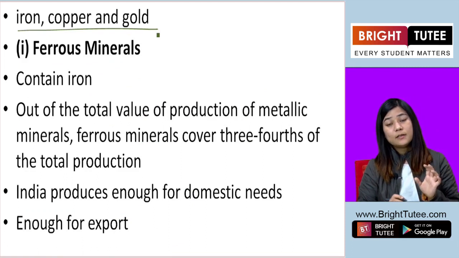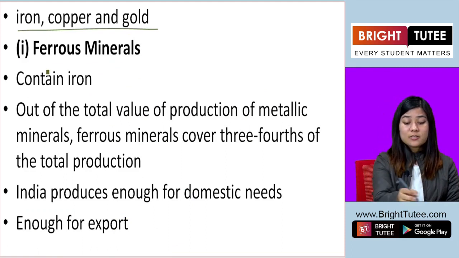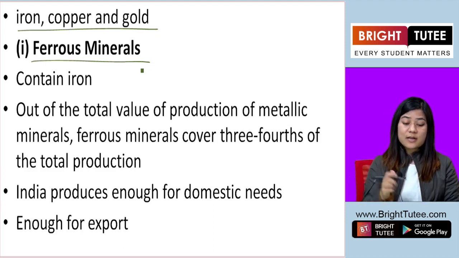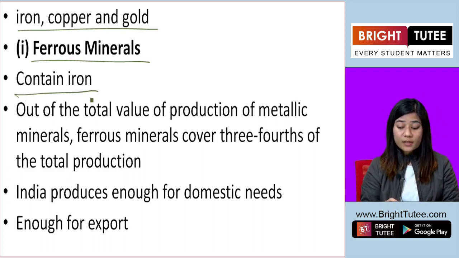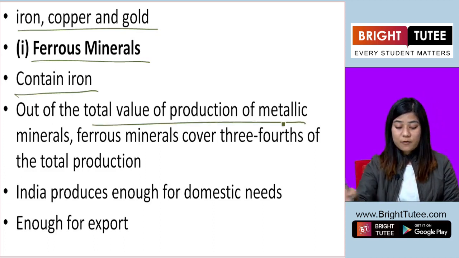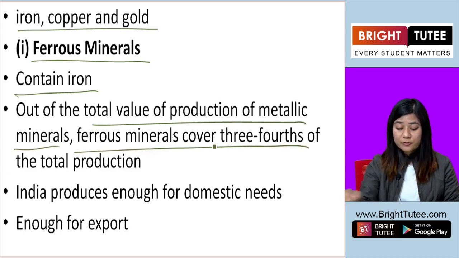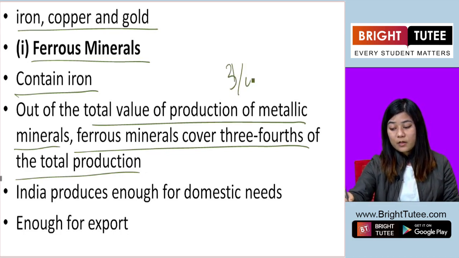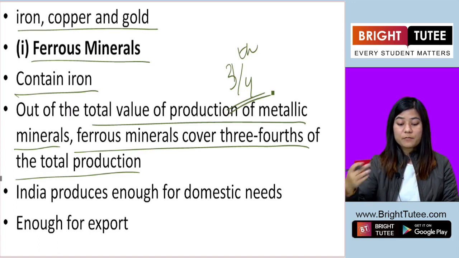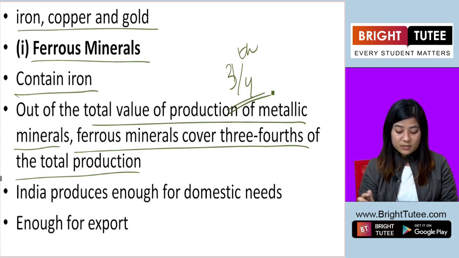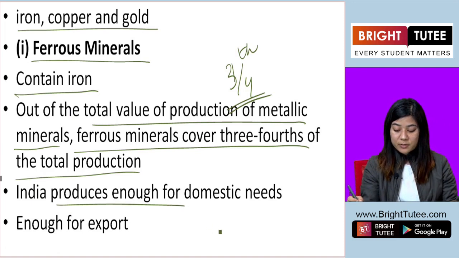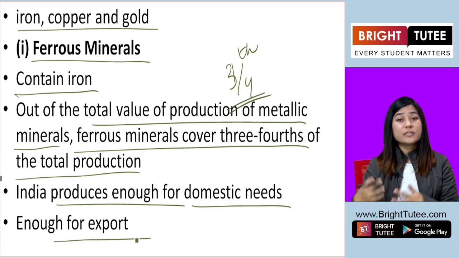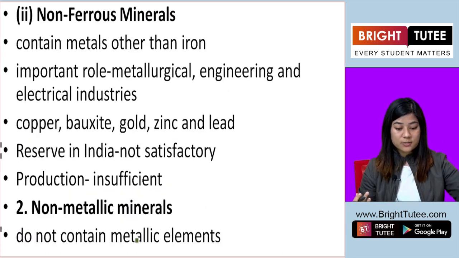Now, metallic minerals can be divided into two. One is called ferrous, the other is called non-ferrous. Now, ferrous minerals are those that contain iron. Out of the total value production of metallic minerals, ferrous minerals cover 3/4 of the total production in India. India produces enough ferrous minerals for its own use, as well as enough for it to be exported to other countries. Okay.